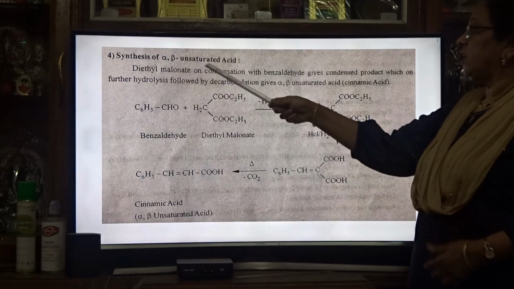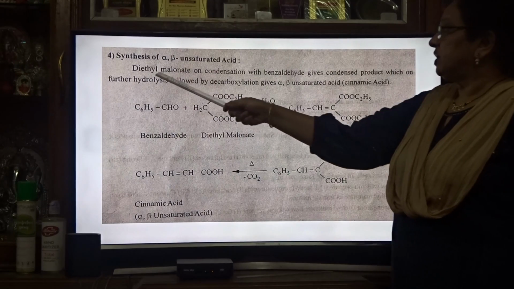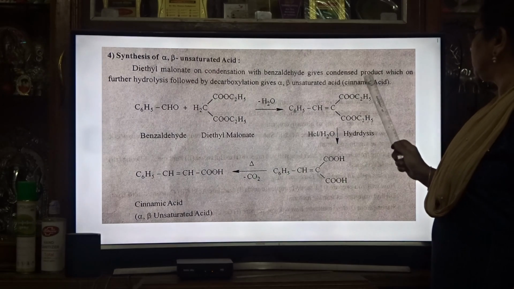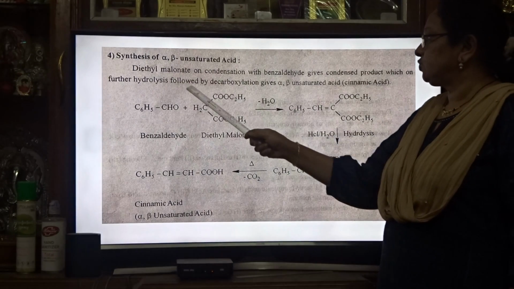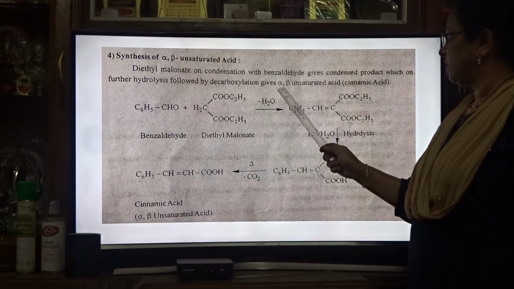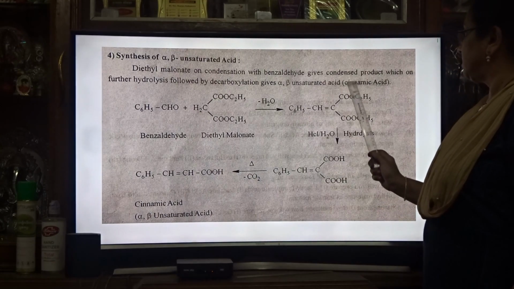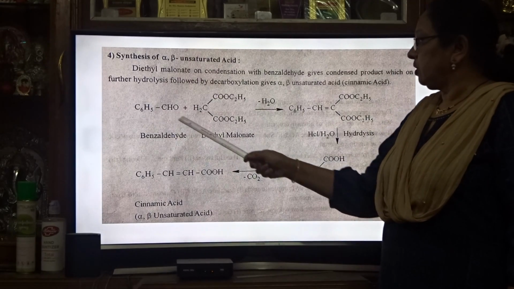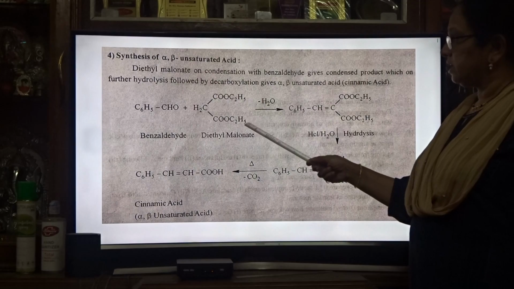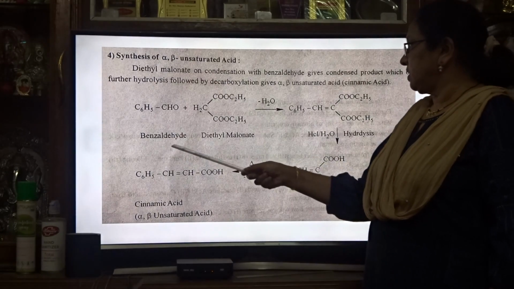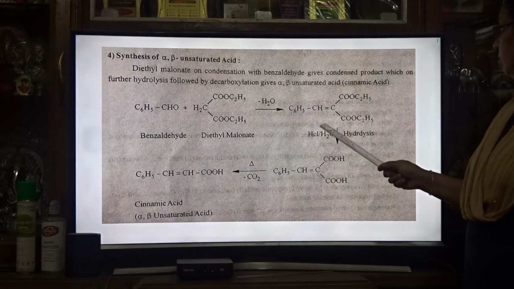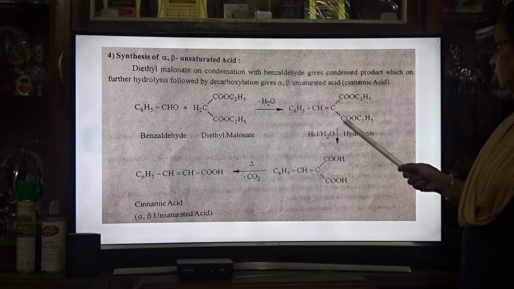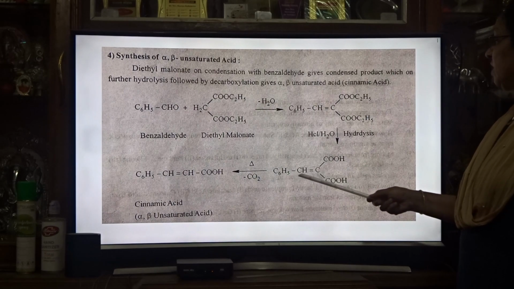Next, synthesis of alpha beta unsaturated acid. Diethyl malonate on condensation with benzaldehyde gives condensed product, which on further hydrolysis followed by decarboxylation gives alpha beta unsaturated acid, cinnamic acid. So benzaldehyde, C6H5CHO, in the presence of diethyl malonate reacts with removal of a water molecule, and you will get C6H5CH=C(COOH)2. This on hydrolysis gives this type of unsaturated acid.